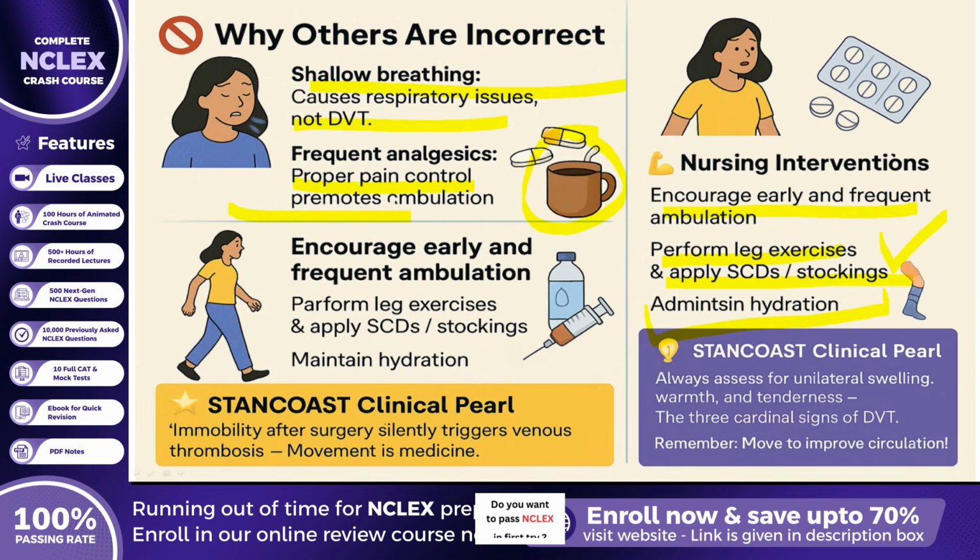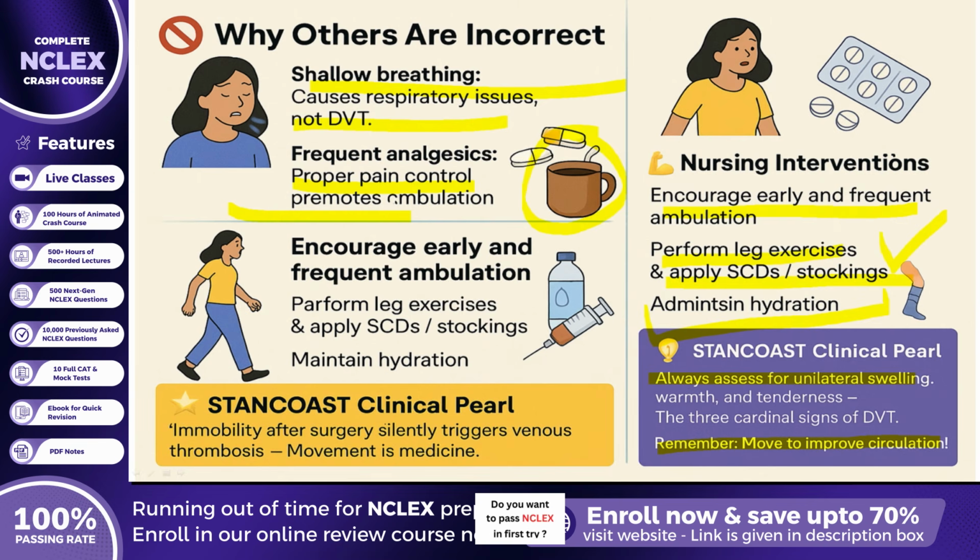To wrap up this clinical discussion with key takeaways, let us highlight the Stan Coast clinical pearl. Immobility after surgery silently triggers venous thrombosis. Remember, movement is medicine. Even a few steps stimulate the calf muscle pump and prevent stasis. Moving forward to reinforce your NCLEX preparation, here is the Stan Coast high-yield NCLEX tip. Always assess post-operative clients for the 3 key signs of DVT: unilateral swelling, warmth, and tenderness, and reinforce early ambulation. The golden rule to remember is move to improve circulation.